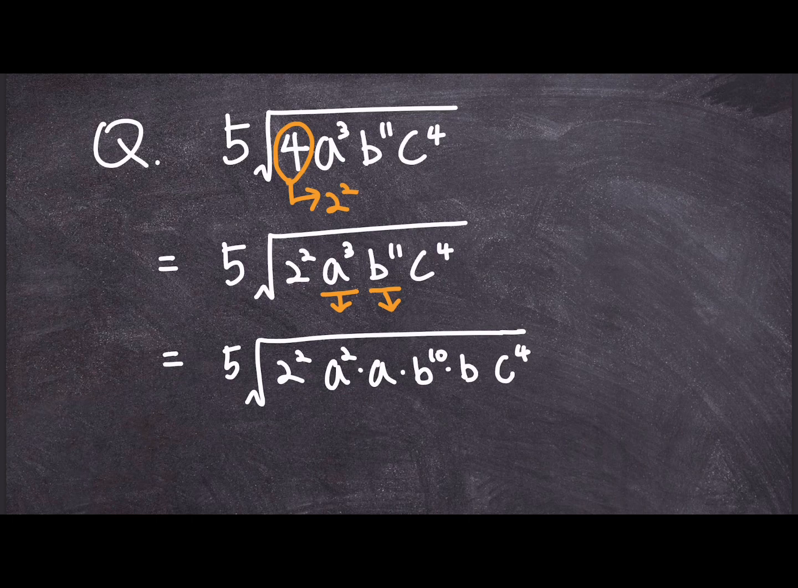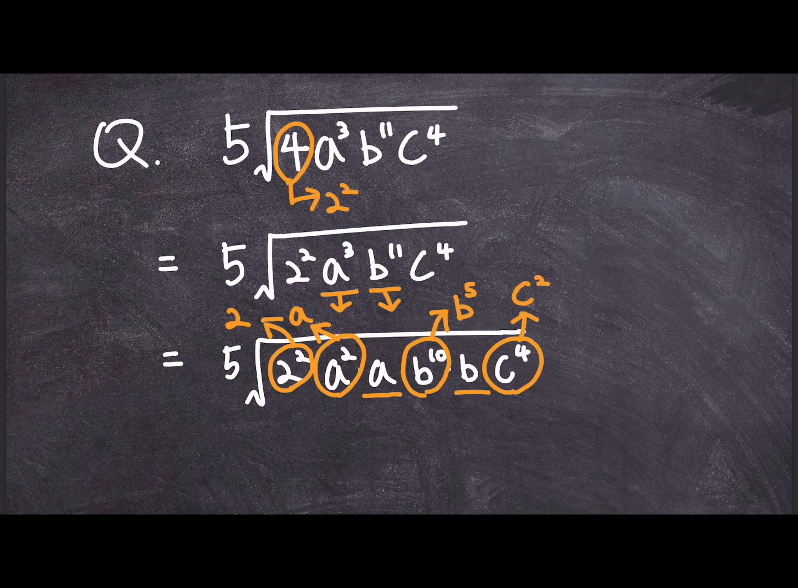So let's do some circling here. 2 squared gets to escape as 2. A squared gets to escape as a. This one stays. B to the 10th gets to escape as b to the power of 5. B to the power of 1, or b, stays. And c to the power of 4 gets to escape as c squared.